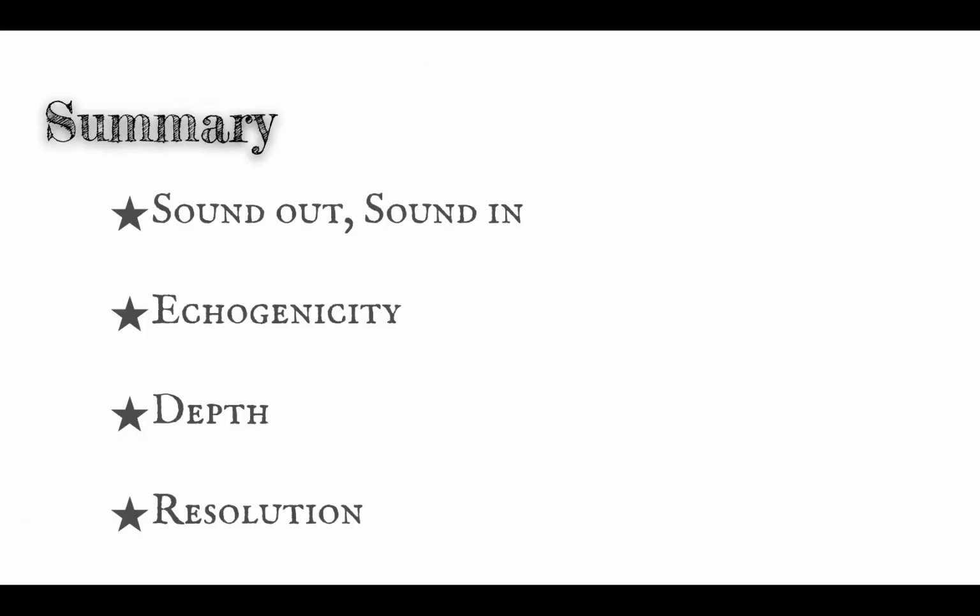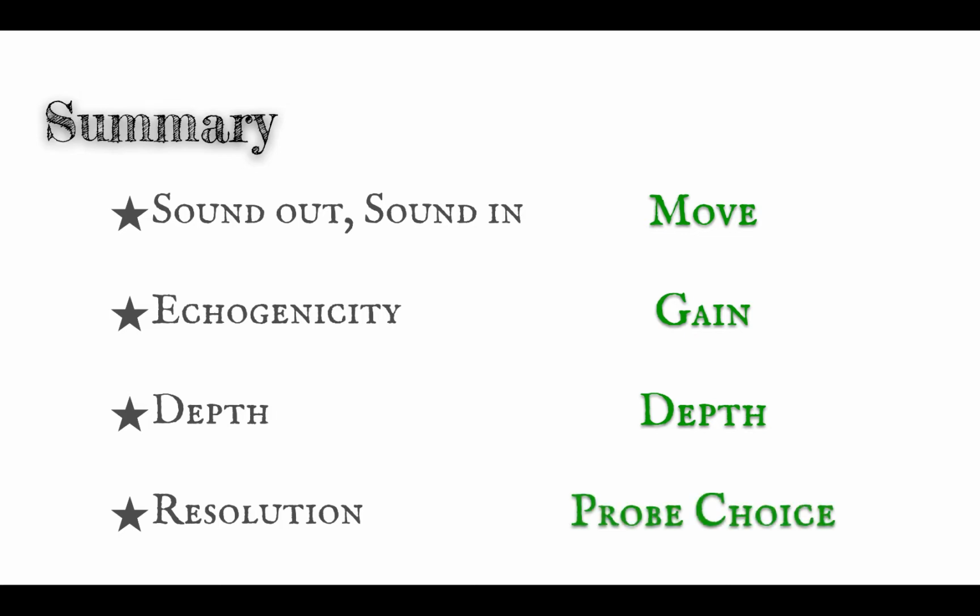To summarize, you can think of these adjustments as strategies to optimize the physics of how the image is generated. First, you optimize where your sound beam is going by moving the probe. Next, you can optimize the image itself by adjusting your gain to match the echogenicity of the surrounding tissues. Finally, you will optimize the depth by adjusting, shocker, the depth of the screen. The resolution for now can only be adjusted by changing the probe itself, but stay tuned, because newer ultrasound technology is on the way, and this might change pretty soon.